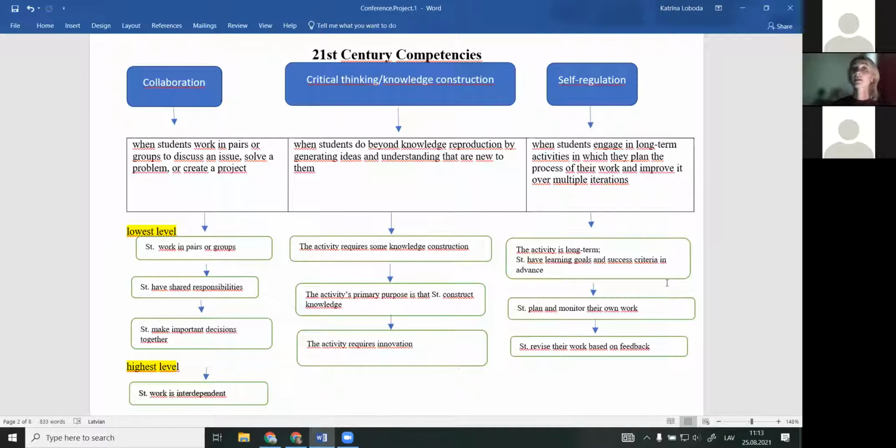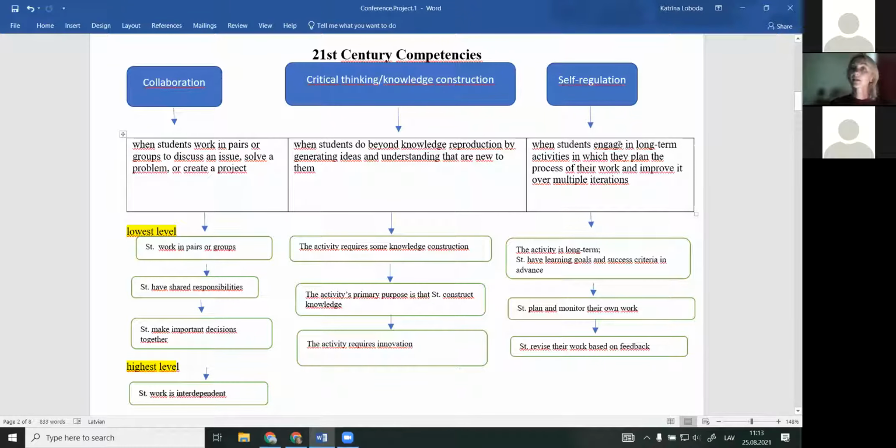This competence goes beyond knowledge reproduction, and we as teachers can introduce activities which require some knowledge construction. For example, interpretation or analysis. It could be evaluation and synthesis. So again, from the lowest level to the highest level of this competence, when the activity requires innovation, this is the highest level of critical thinking, knowledge construction competence.